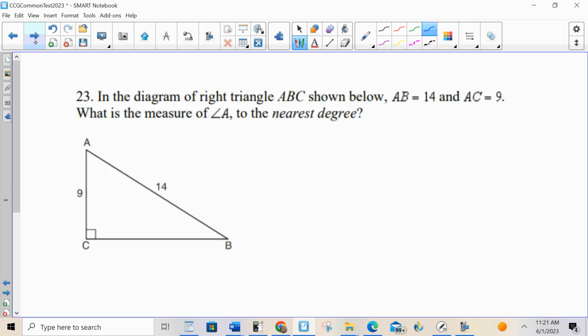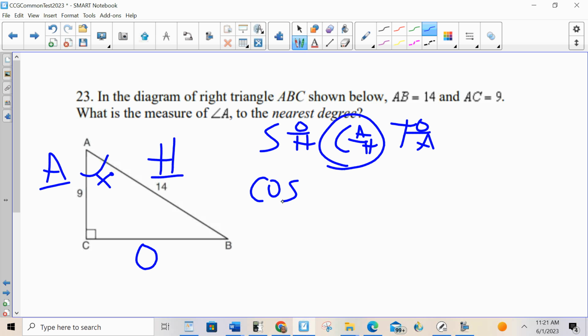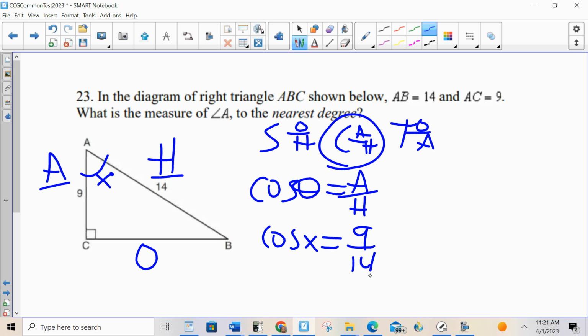What is the measure of angle A? Well, it's a right triangle. There's an angle involved. Therefore, I'm going to be doing SOHCAHTOA. We start the same exact way as the last one. Label your H, your A, and your O. Out of the H, the A, and the O, A and H are involved, so it's cosine. Cosine theta equals A over H. Theta is the angle, which in this case is X. A is my 9, H is my 14.